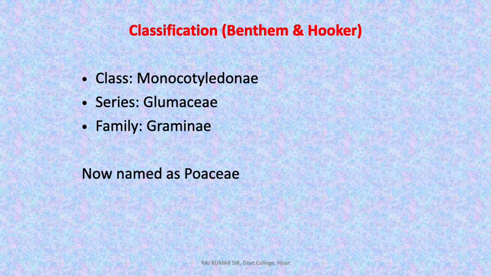With regard to the classification as per Bentham and Hooker, the class is Monocotyledonae, series Glumaceae, family Gramineae. Now it is called Poaceae.